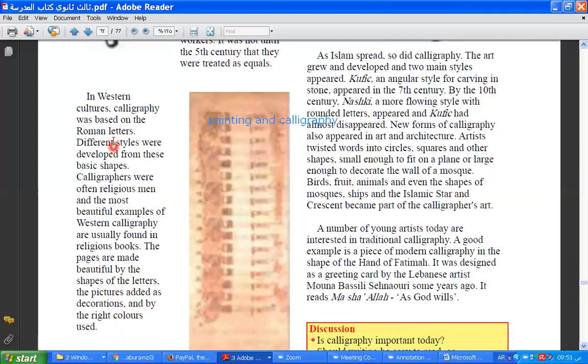So here, we talk about how in Western culture, calligraphy was based on, depended on, the Roman letters. You know, there are different kinds of writing in the Western countries. We have all of the European languages like English, French, German, Spanish. They have one origin, which is what? Latin. Yes, that's why they are written in the Latin alphabet.